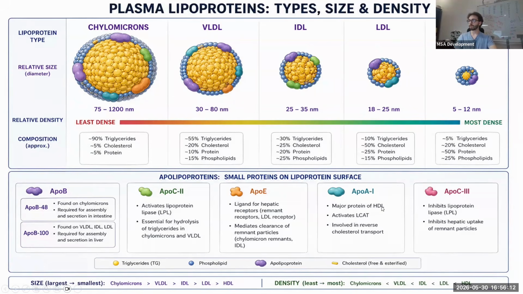Then we have ApoA. ApoA is the big boss. It's my favorite one. Because it is the major protein of HDL. What is HDL? We said it's the good lipoprotein that has very little cholesterol and a lot of protein. Now, what is the function of ApoA? Simple. It activates LCAT and it's involved in reverse cholesterol transport. We're going to talk about this. Reverse cholesterol transport is an important function of HDL and ApoA. ApoA is in the HDL.